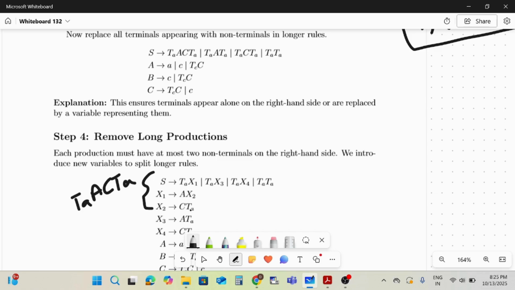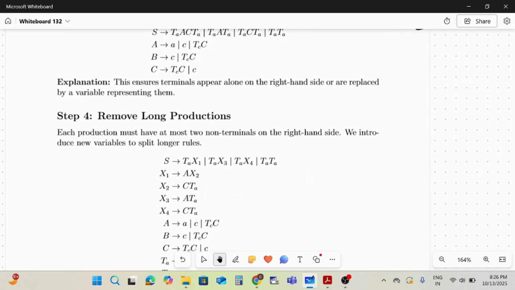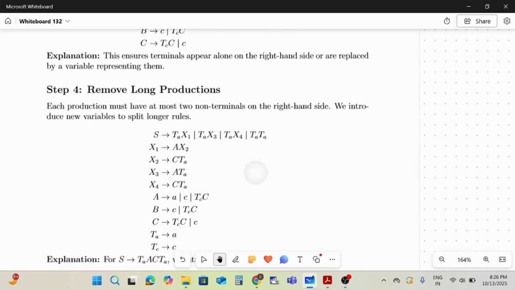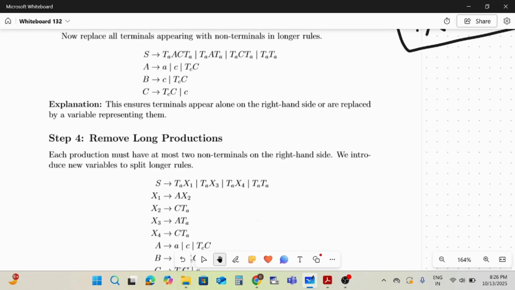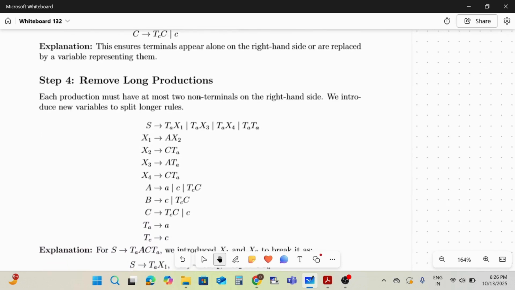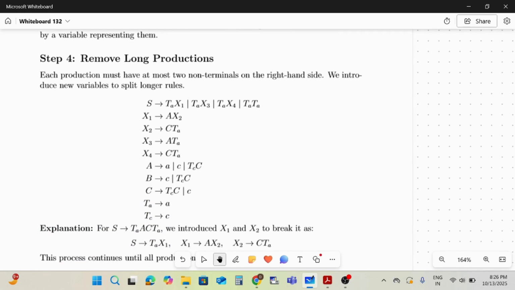In a similar fashion, TA is equal to X3; X3 is A TA. So TA, A TA. In a similar fashion, TA is equal to X4; TA, TA. So it is already in the format. You need not change it anymore. Like this, you are going to remove all the long productions. X tends to A X2, X2 tends to TA, and so on, and all the remaining productions write as they are. If they are in the format, write as it is, and write TA is equal to a and TC is equal to c.